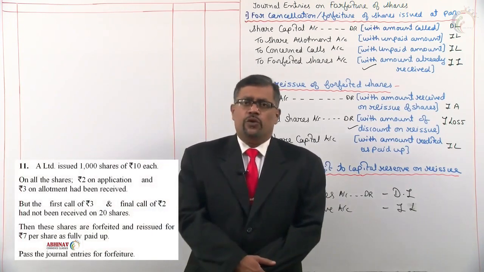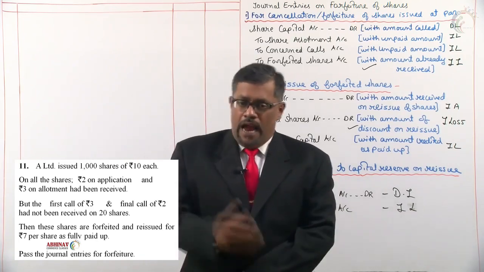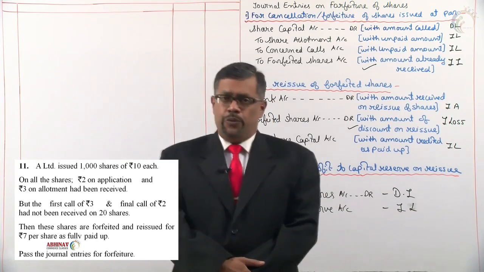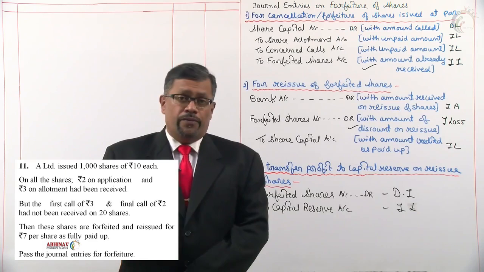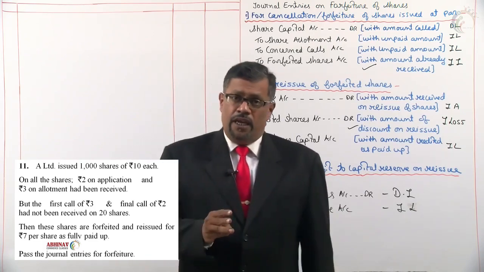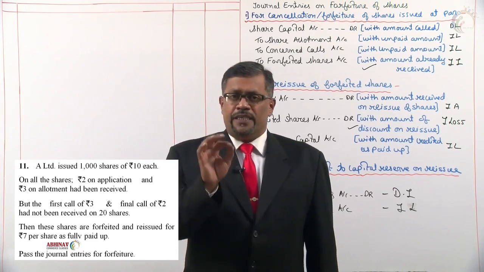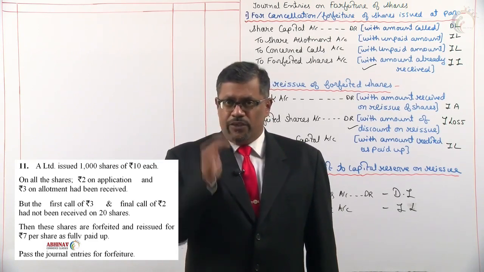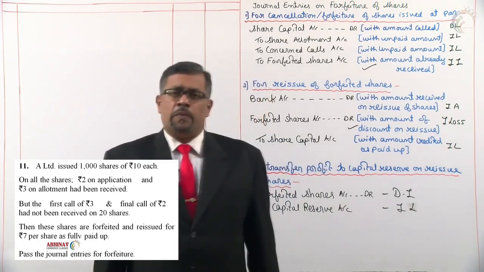A company has issued 1000 shares of rupees 10 each. And how is the amount to be collected? On application rupees 2, on allotment rupees 3, on first call rupees 3 and final call rupees 2. Rupees 10 is the face value and it is collected as 2, 3, 3, 2 on application, allotment, first and final call.